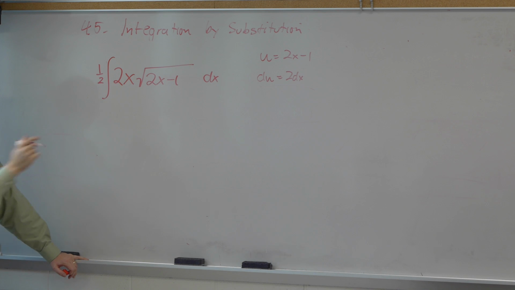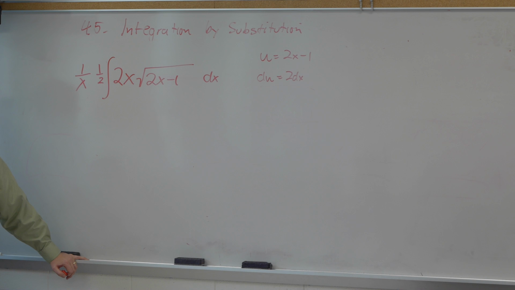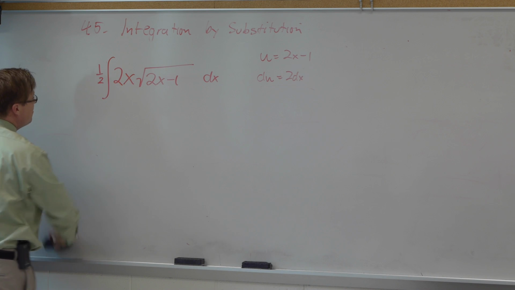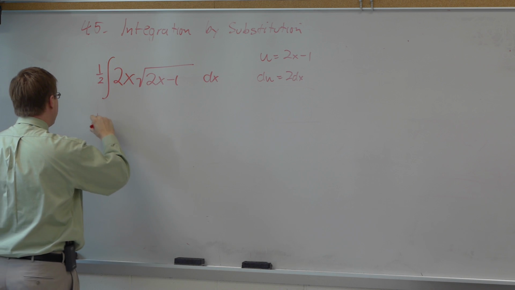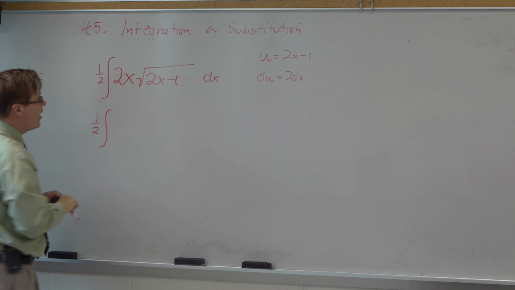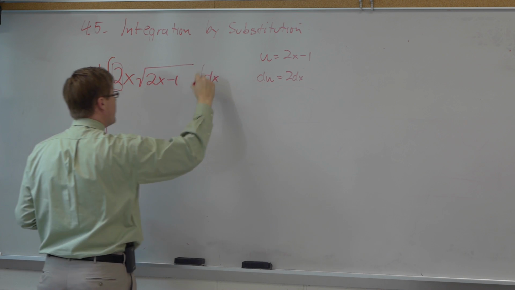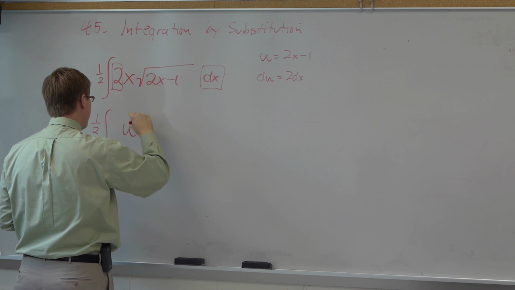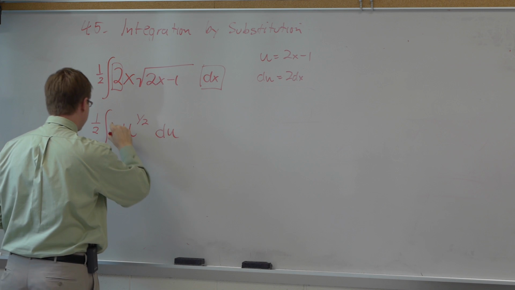Now you may be tempted to try to do something like that. You can't put a 1 over x on the outside, right? You can only do that with constants. But let's go ahead and do the substitution and see what happens, because it turns out this is going to work. 1/2. The 2 dx is du. So it's still u to the 1/2 times du. But I still have an x.